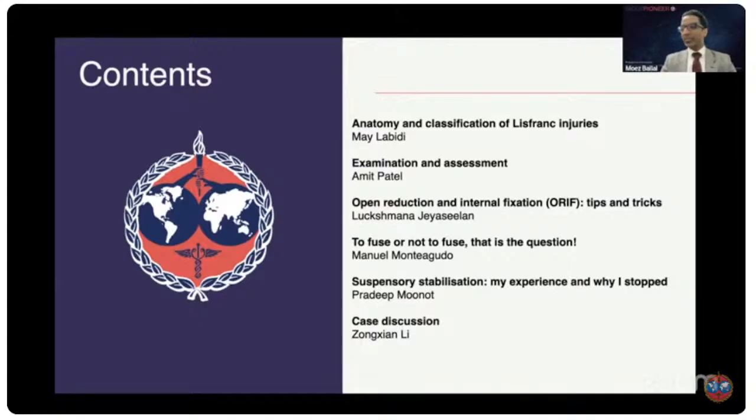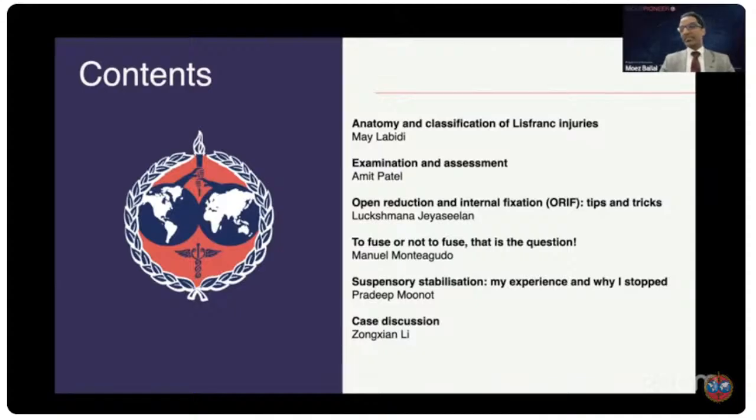Then we have Pradeep Moonot. He's a consultant orthopedic surgeon who specializes in foot and ankle surgery and sports medicine. He's the foot and ankle surgeon to the governor of Maharashtra and a committee member of the American Foot and Ankle Society, and the ex-joint secretary of the Indian Foot and Ankle Society. And he works in several hospitals in Bombay.